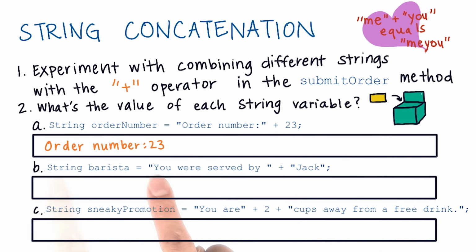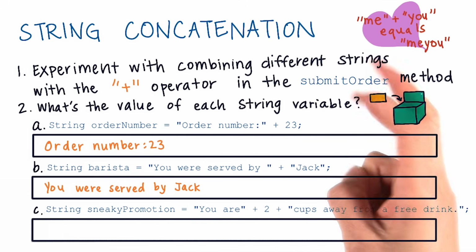For part B, the right-hand side of the equal sign evaluates to the string, "You were served by Jack." There's a space here because there's a space right before we have the end quote.